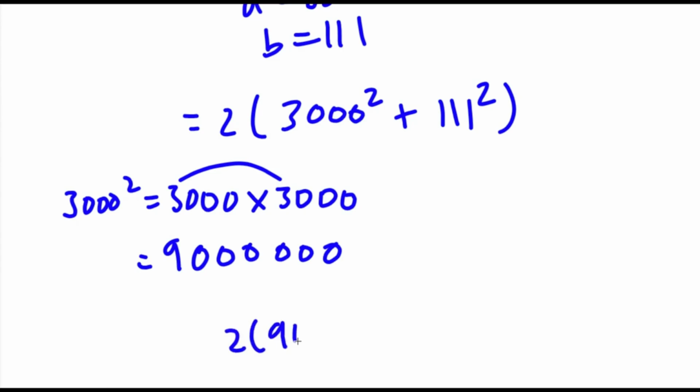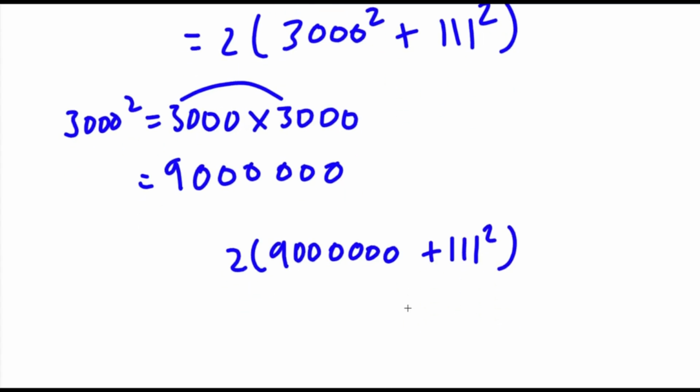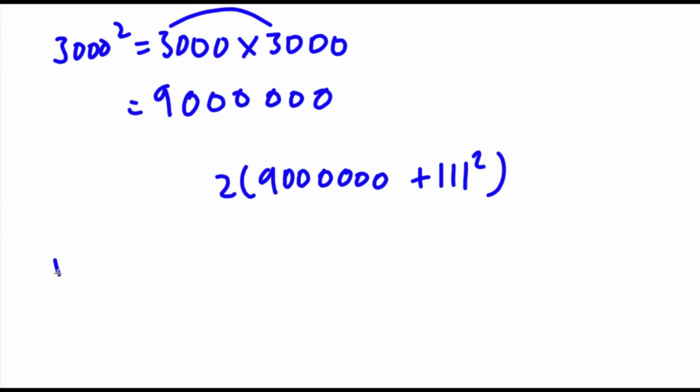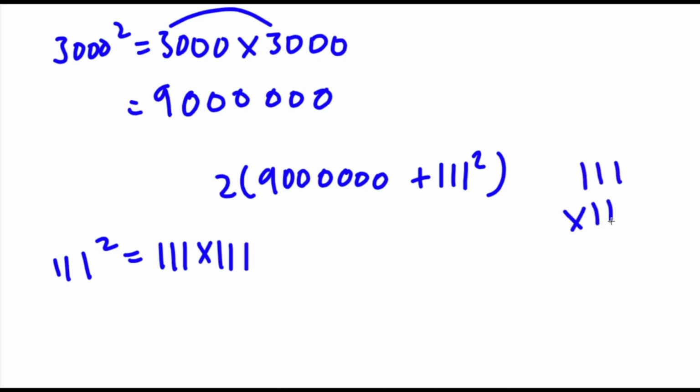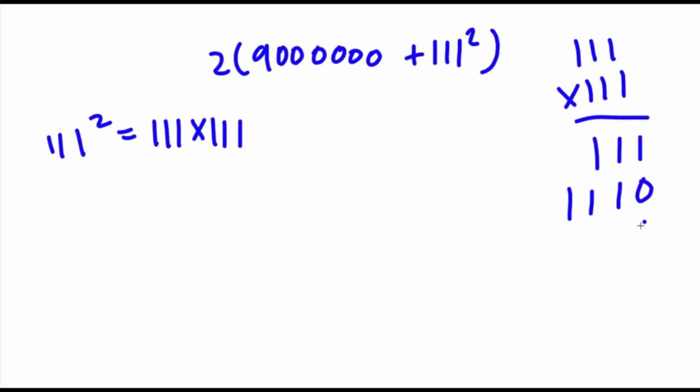So now I have 2 times 9 million plus 111 squared. Now for 111 squared, this is equal to 111 times 111. Now, if we try to do this, 1 times 1 is 1, and so on, and I get 1, 2, 3, 2, 1, which is our answer.